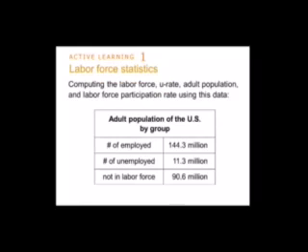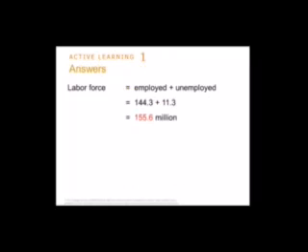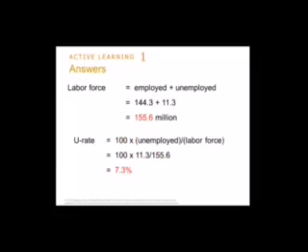Now if we wanted to compute the labor force, unemployment rate, adult population, and labor force participation rate using this data, the labor force is the total number of people employed plus the total number of people unemployed, which is 155.6 million. The unemployment rate is the proportion of people in the labor force who are currently not working and are looking for a job. So it's 11.3 million out of 155.6 million, which is about 7.3%.